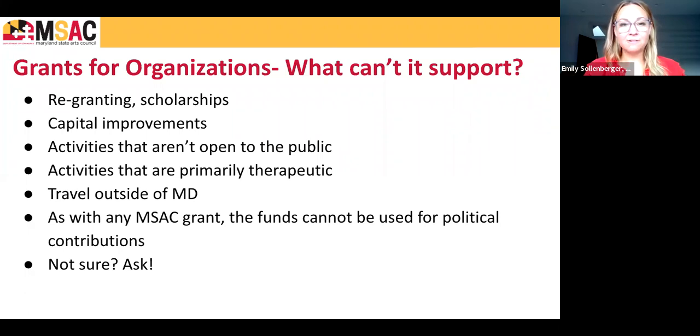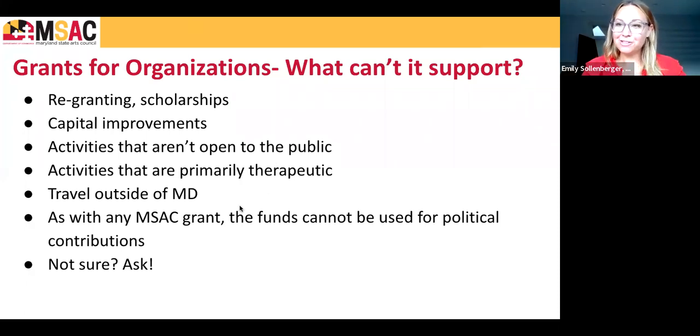They're really for activities that are for the public. So if it's activities that are not open to the public, activities that are primarily therapeutic, those would not be eligible expenses under the GFO program. It also doesn't support any travel outside the state. And with any State Arts Council grants, the funds cannot be used for political contributions.